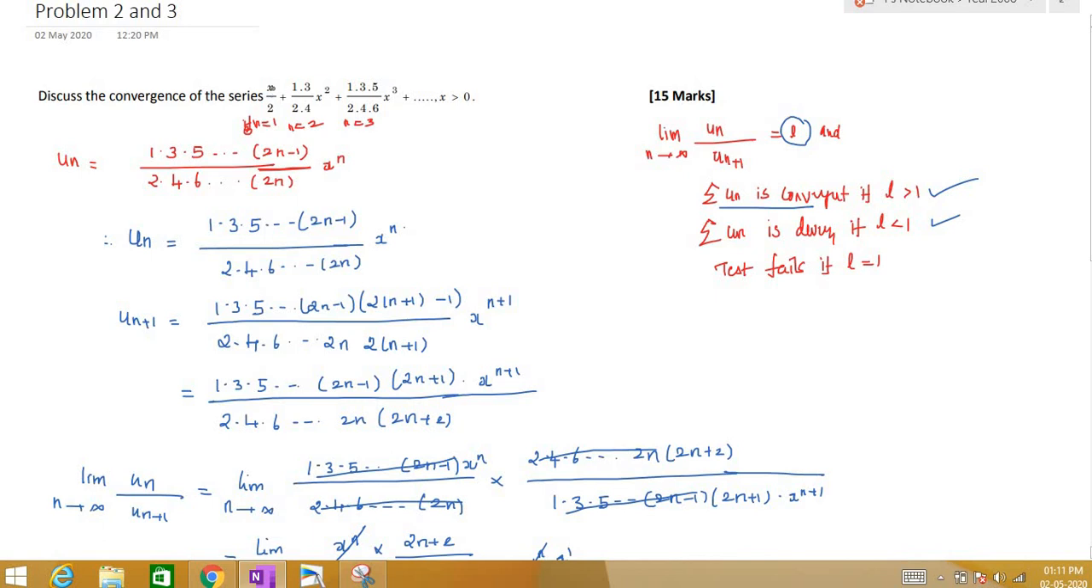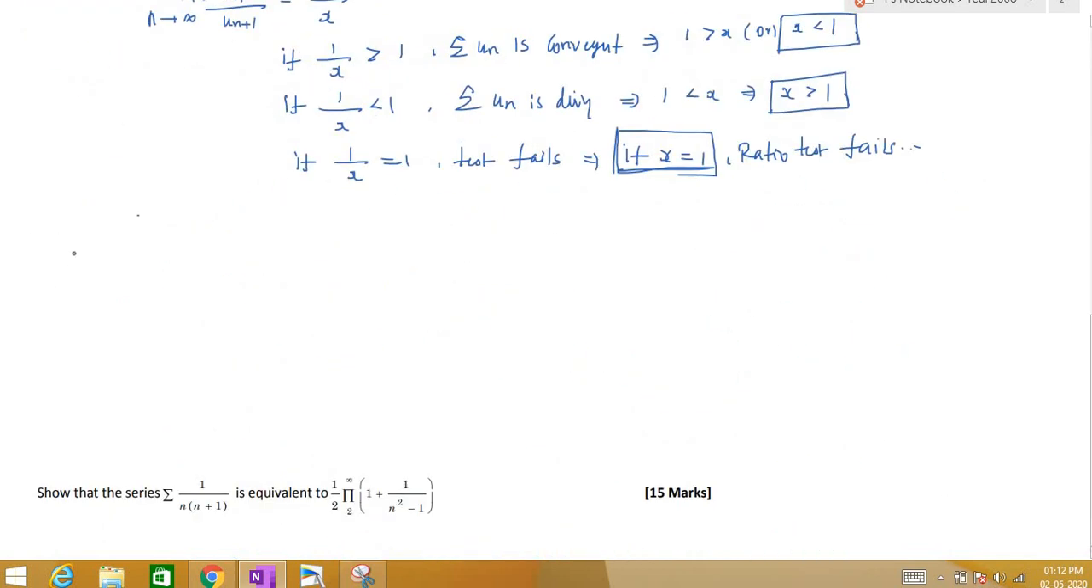So we will examine what happens if x is equal to 1. If x is equal to 1, then all powers of x will be equal to 1: 1, 1 square, 1 cube, all equal to 1. So we only have the 1 by 2 part, we don't have x power n. So our un will be 1, 3, 5 up to 2n minus 1 by 2, 4, 6 up to 2n.